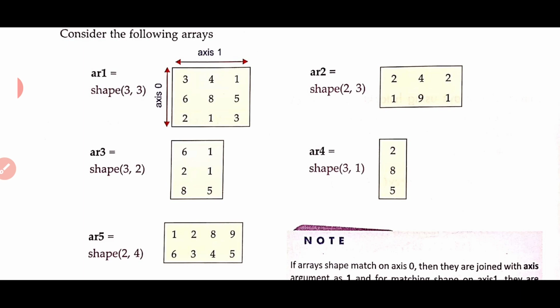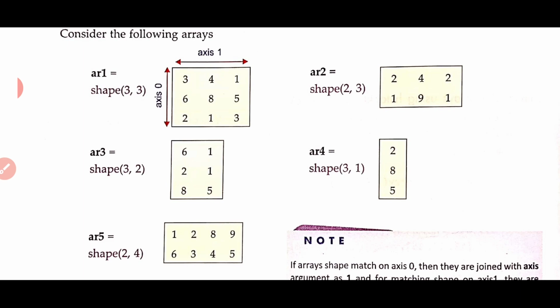We know that the shape of an array means the number of rows and number of columns. So here in AR1 there are 3 rows and 3 columns. Always axis 0 indicates the downside, or we can say the vertical axis is known as axis 0 and the horizontal axis is known as axis 1.